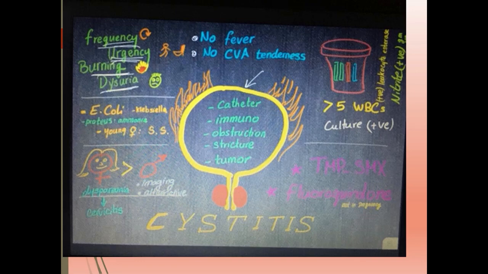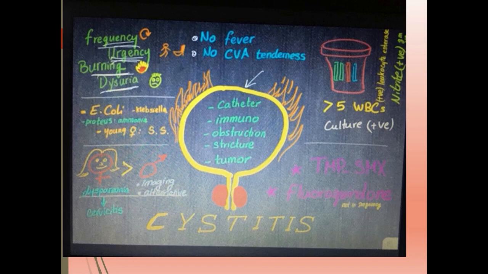So what are the features the patient might have? As we saw in the history, there might be frequency, urgency, burning, dysuria, anything can present as the presenting features. And there might not be any fever or costovertebral angle tenderness, typically in case of cystitis. And the most common organism causing this is E. coli. So E. coli is the most common organism responsible for causing UTI. And other organisms like Klebsiella and Proteus can also contribute to the formation of UTI.